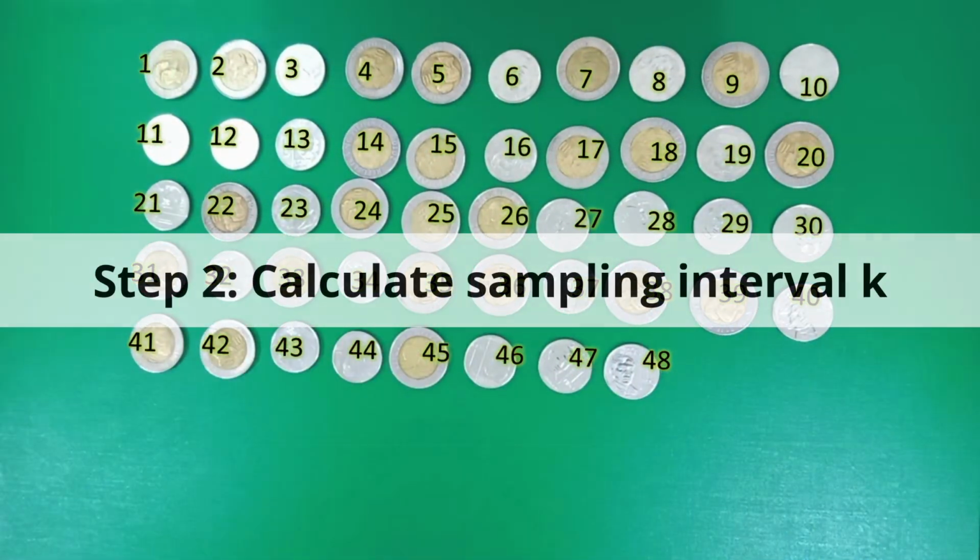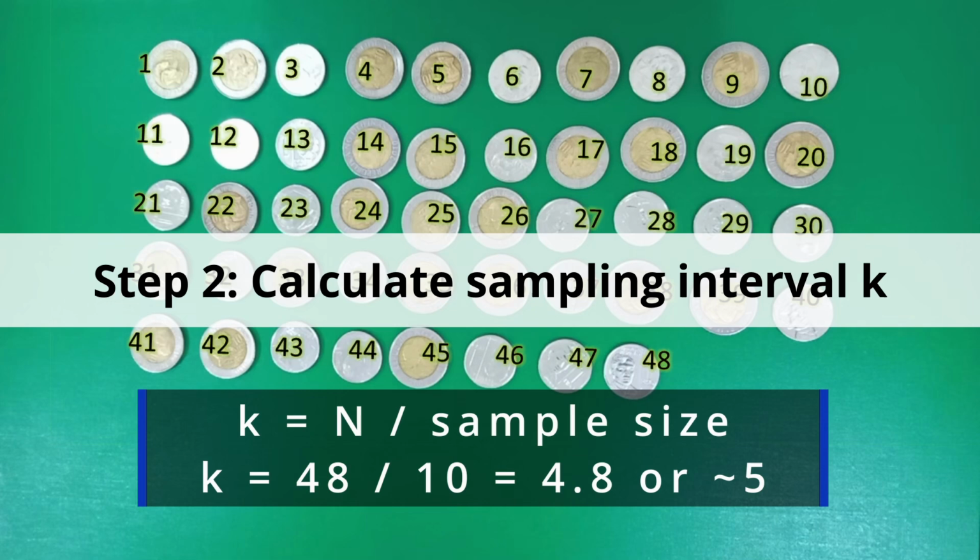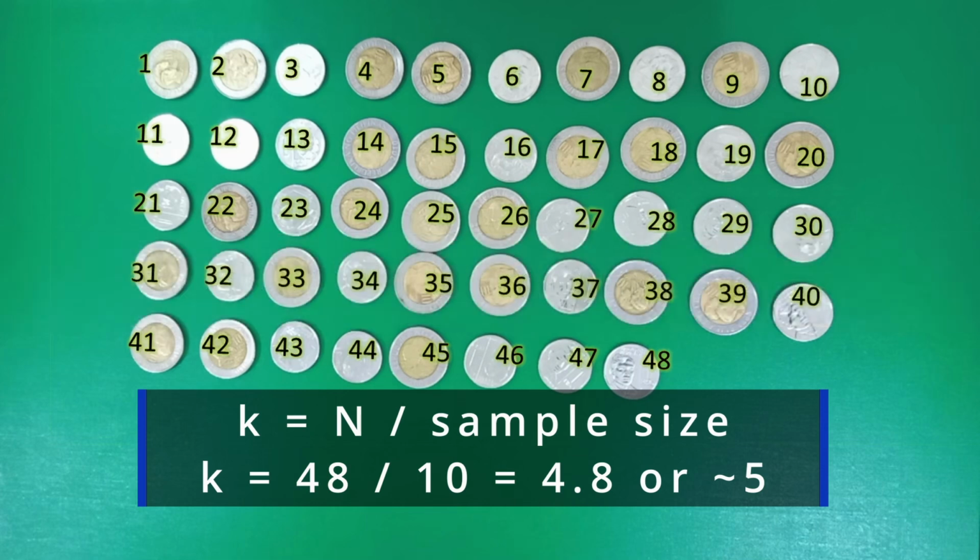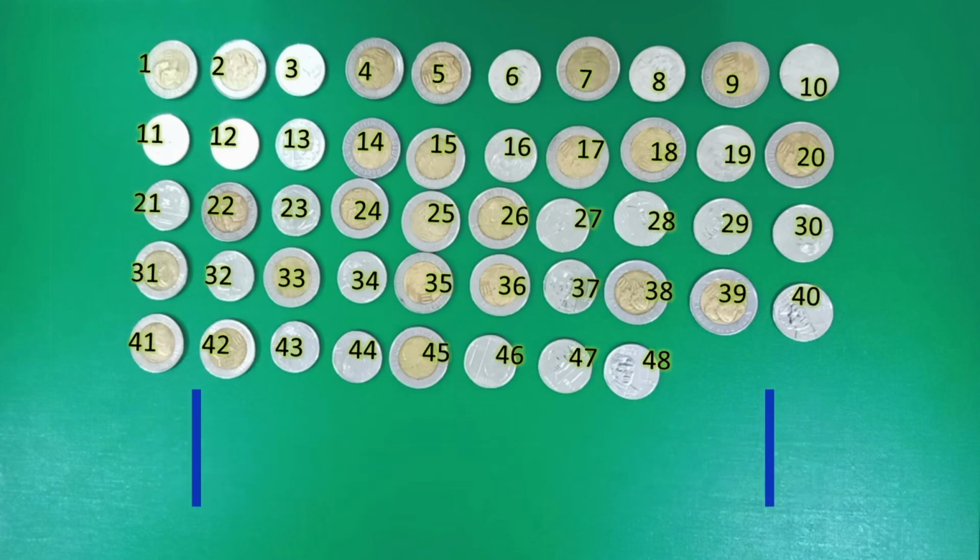The next step is to calculate our sampling interval, K. We get this by dividing the size of our sampling frame, which is N, which is 48, by our sample size, which is 10. We get 4.8, but we need a whole number, so we round up to the next whole number, which is 5.